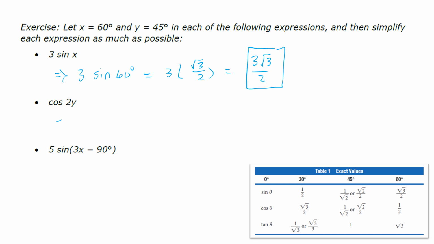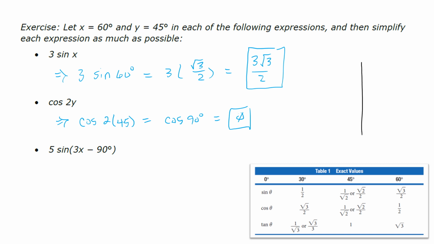The next one, cosine 2y. So the cosine of 2 times y, which is 45. Well, 2 times 45 is 90 degrees, and the cosine of 90 is 0. Now that is not on our exact values chart.